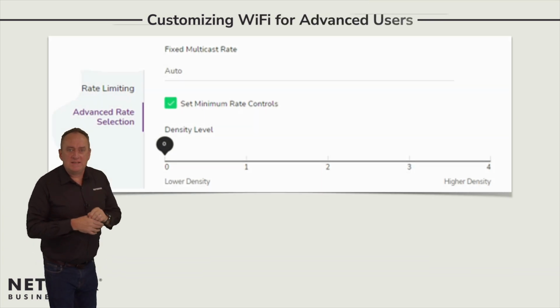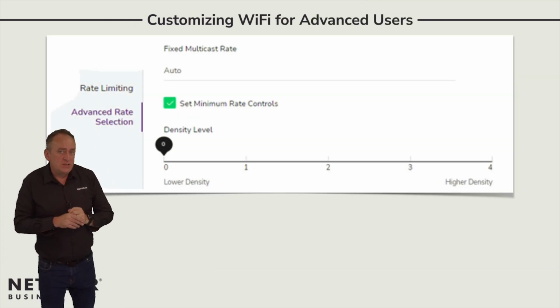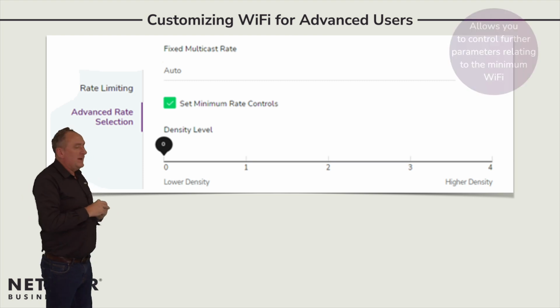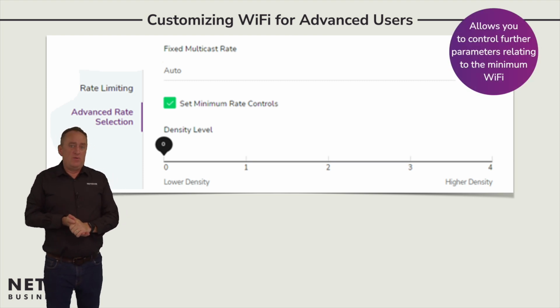The advanced rate selection in Insight, or advanced rate control in the user interface of each access point, allows you to control further parameters relating to the minimum Wi-Fi rates for your network SSIDs.